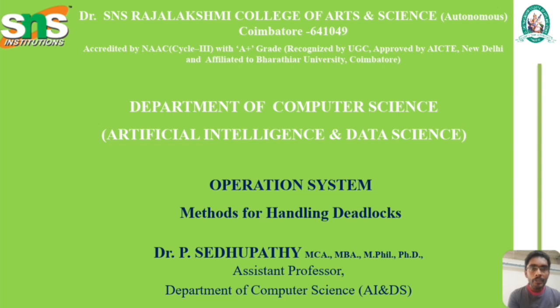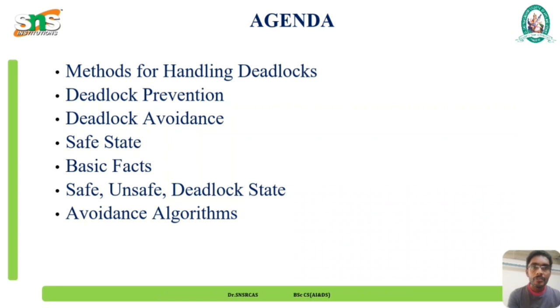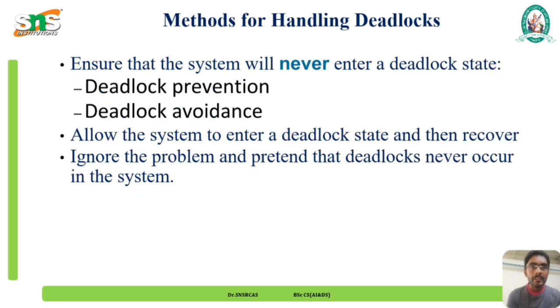So today we are going to discuss methods for handling deadlocks. The agenda for the discussion will be: methods for handling deadlocks, deadlock prevention, deadlock avoidance, and what the safe states are for deadlock prevention or avoidance, and basic facts about deadlock prevention and avoidance, and the different states like safe state, unsafe state, and deadlock state, and the avoidance algorithms which are used basically in deadlock handling. And these are all the methods for handling deadlock.